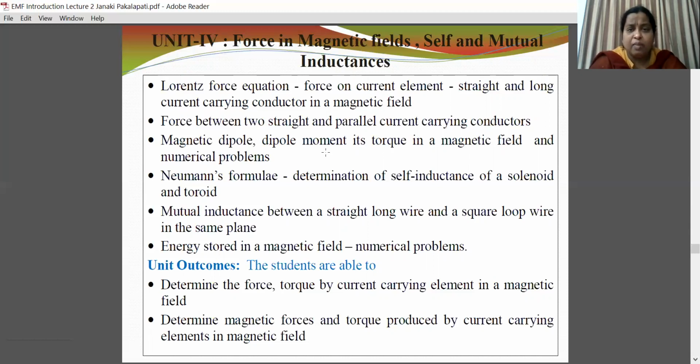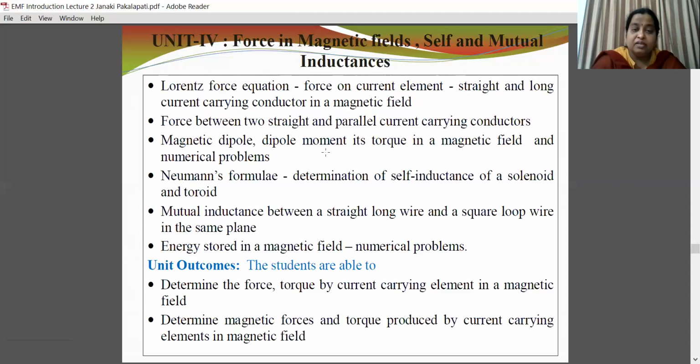To get the force in magnetic fields, we have a concept called the Lorentz force equation, which will be discussed in depth in the unit. Also, the force on a current element or a straight long current carrying conductor in a magnetic field, and the force between two straight and parallel current conductors will be discussed here. We also discuss the magnetic dipole moment and how its torque is calculated. Then the concept of inductance comes. How is inductance calculated? You know what inductance is already. Using Neumann's formula, we can find the inductance and mutual inductance calculations, and we also determine the self-inductance of a solenoid and toroid.